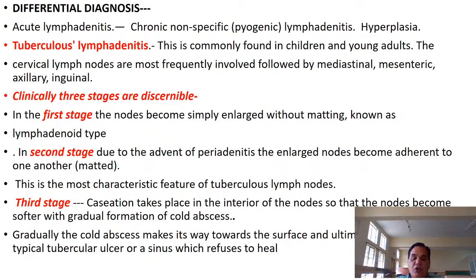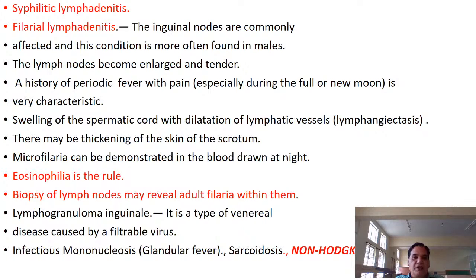And the third stage, coming to surgery, it forms a sinus. Because now the caseation has occurred, it has burst and come to the surface. It is a cold abscess with sinus, and this is the third stage which relates to us as surgeons. And the sinus refuses to heal. This is the third stage of a cold abscess or tuberculous lymphadenitis.